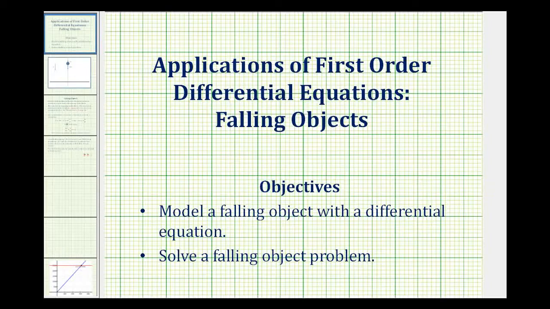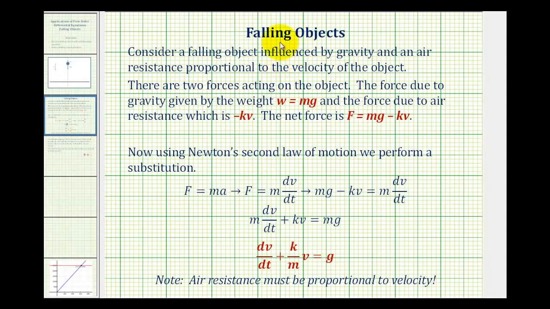Welcome to an example of an application of first-order differential equations involving a falling object. In this video, we'll model a falling object with a differential equation and then solve a falling object problem. So for this example, we'll consider a falling object influenced by gravity and air resistance that's proportional to the velocity of the object. So there are two forces acting on the object.